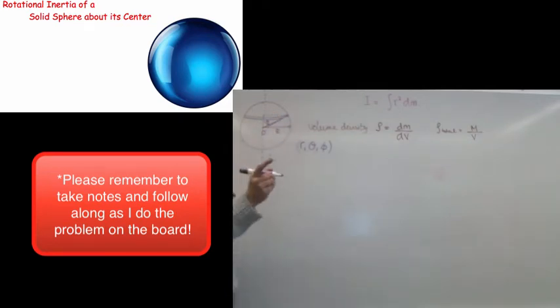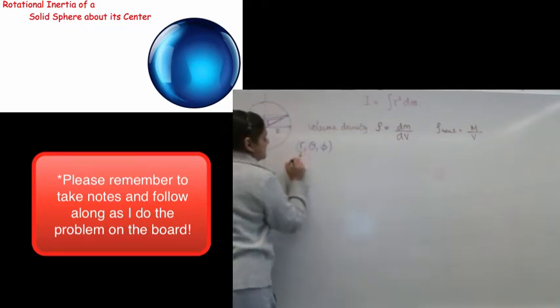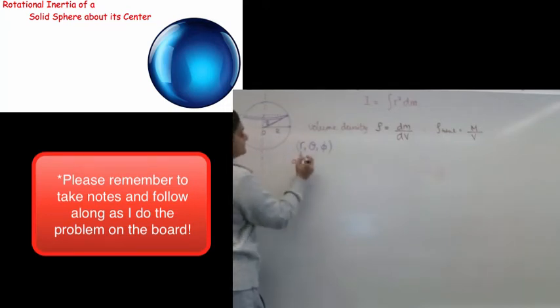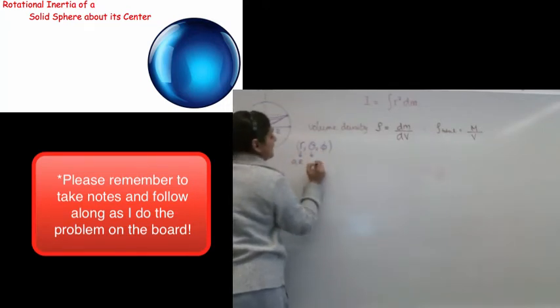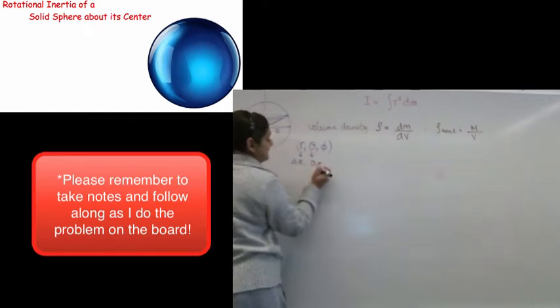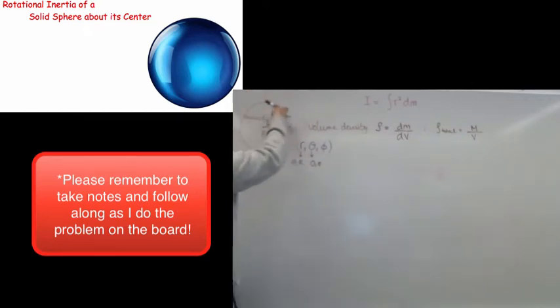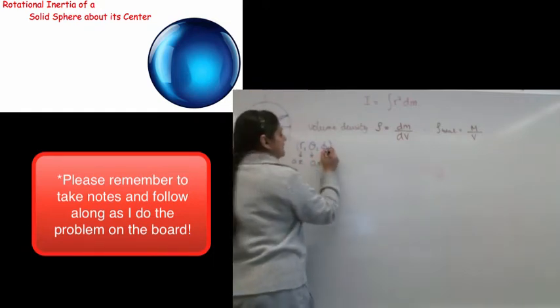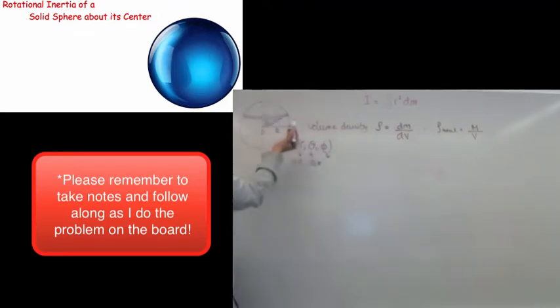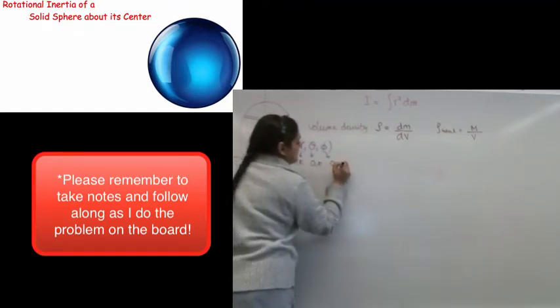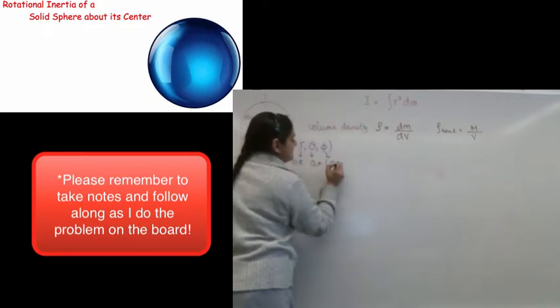And the limits for r are just 0 to r, right? The limits for theta are going to be from 0 to pi, right? So this is the angle, and because of symmetry arguments, we're only going to go from 0 to pi, right? We're not going to go 0 to 2 pi. And for phi, which is how fat your circle is, the limits are going to be from 0 to 2 pi.